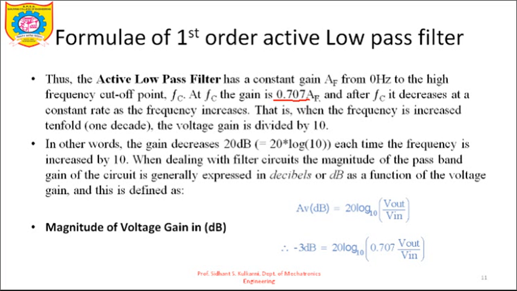That is, when the frequency is increased tenfold, one decade, the voltage gain is divided by 10. In other words, the gain decreases by 20 dB, which is 20 log to the base 10, each time the frequency is increased by 10. When dealing with filter circuits, the magnitude of the pass band gain and frequency are generally expressed in decibels as a function of voltage gain, which is defined as AV in decibels, that is, gain with feedback equal to 20 log to the base 10 of V out upon V in, or if I want to calculate the voltage gain at minus 3 dB, it becomes 20 log to the base 10 of 0.707 V out upon V in.